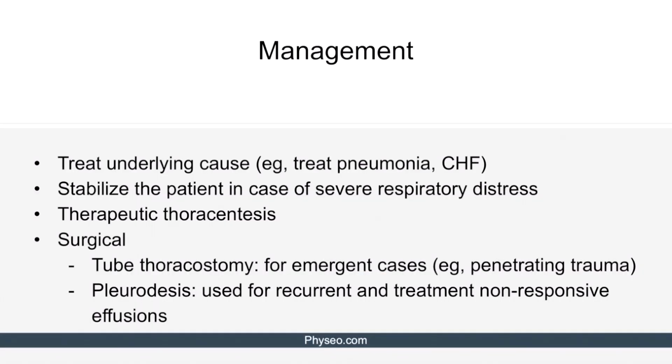The general management of pleural effusions includes treating the underlying cause such as pneumonia or CHF. Patients in severe respiratory distress need to be stabilized with supplemental oxygen, and therapeutic thoracentesis could be considered to relieve the patient's symptoms. Surgical options include a tube thoracostomy for emergent cases, such as penetrating trauma. Pleurodesis is a procedure where the two layers of the pleura are medically fused together and can be performed for recurrent effusions and for effusions non-responsive to treatment.